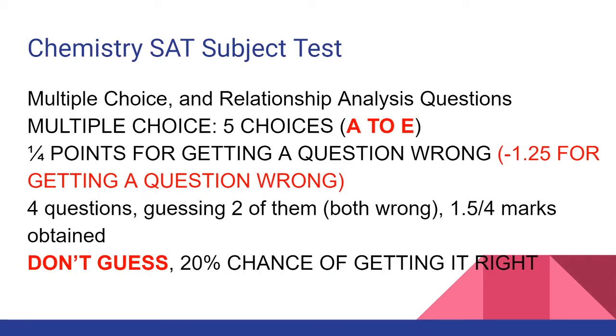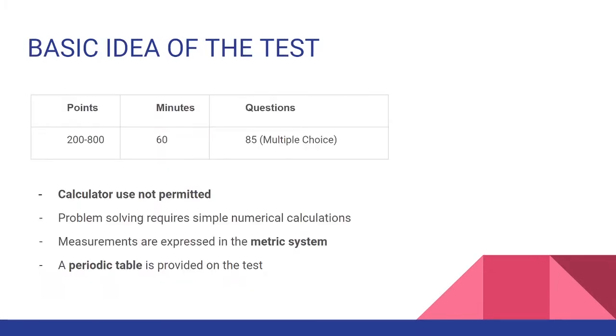Let's say you have 4 questions, you guessed 2 of them, and they're both wrong, but the other 2 are right. You're going to get 1.5 out of 4 marks, because 2.5 marks will go because you guessed those 2 questions. So it's better to leave questions empty than to guess them. It prevents you from guessing. Don't guess, there's only a 20% chance of getting it right, okay? So that's the basic idea of the test.